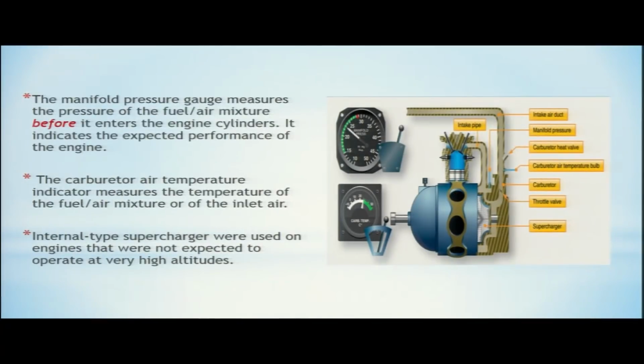Here you can see in this diagram, this is an internally driven supercharger. You can see this is your intake air duct. We have the manifold pressure gauge also here, and we have the carburetor air temperature gauge also here. This is the carburetor, this is your supercharger, and this is your engine cylinder, this is your intake port. This is the manifold pressure gauge.